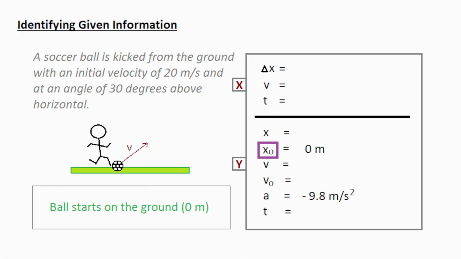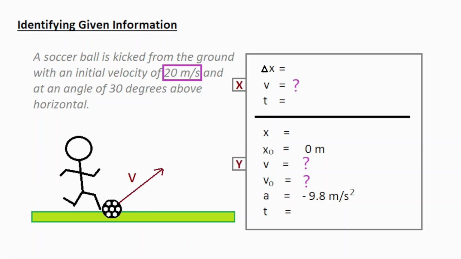Also, in the y-axis plane, the x0 variable represents the initial height of the ball. I'll set the ground as a height of 0 meters, and I'll put that next to the x0 variable. Next, let's look at the 20 meters per second piece of given information. This is stated as a velocity, and it has the units of meters per second, which is another giveaway that it will be related to one of the 3 velocity-related variables in the list.